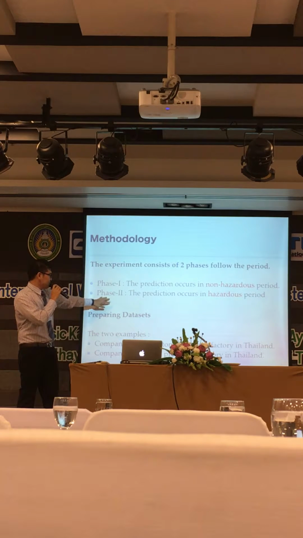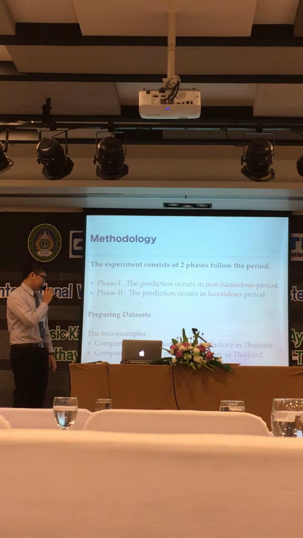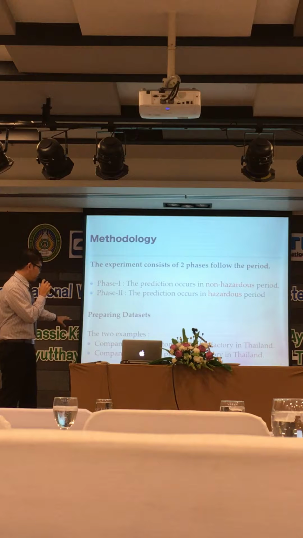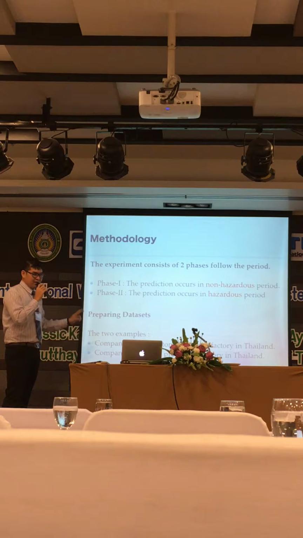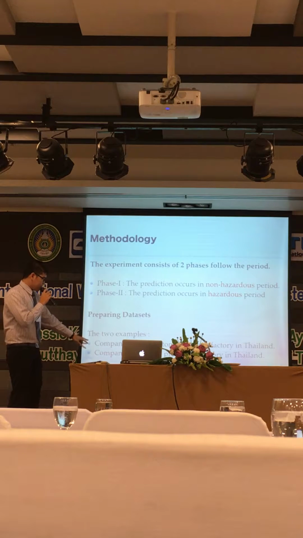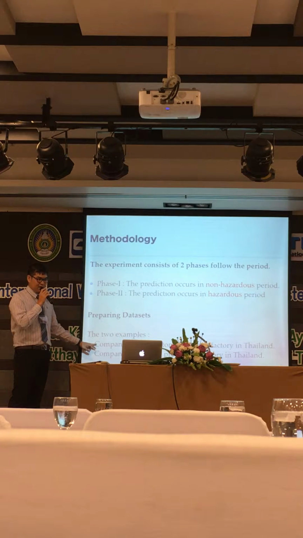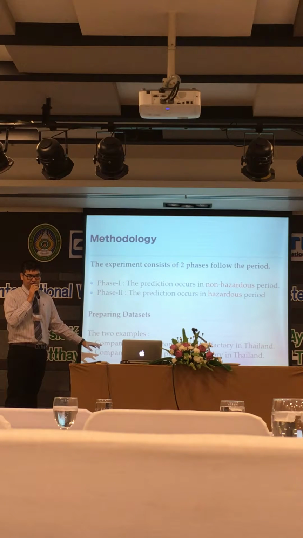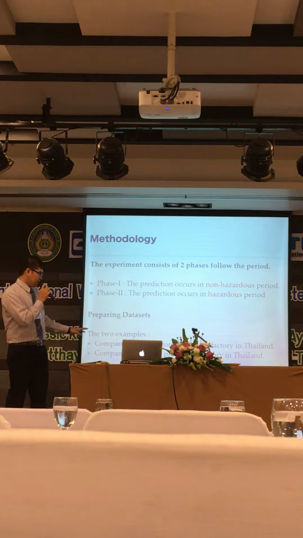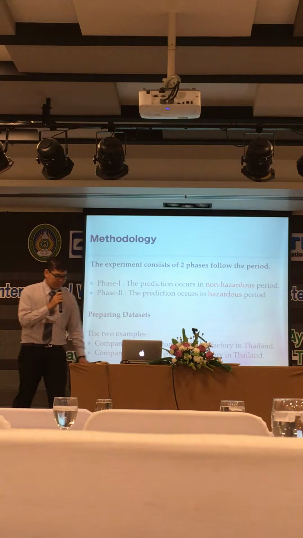And phase 2, the prediction occurs in a hazardous period. In the experiment, we use two companies as examples. The first, company A, is an automobile parts factory in Thailand, and company B, also from Thailand, is a food processing factory.